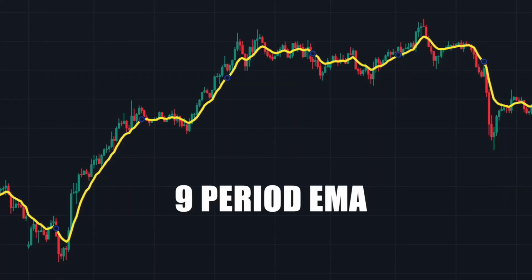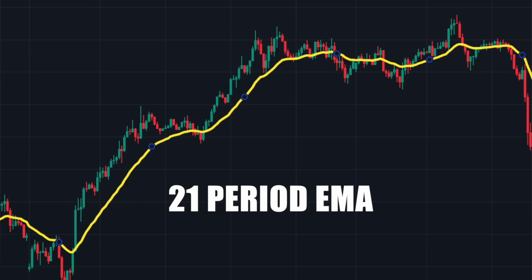So the 9 EMA is probably the fastest one you're going to see. It's going to hug the candles pretty closely. You might use it for scalping, but it's really not going to work well in a choppy market. A 21 EMA, you're going to see all the time. It's probably my favorite to leverage, and it's a good sweet spot between being pretty quick, but having a little bit more flexibility than the 9.